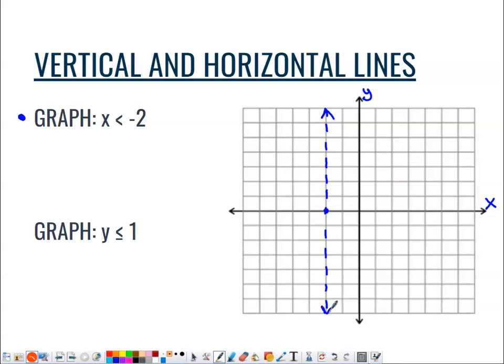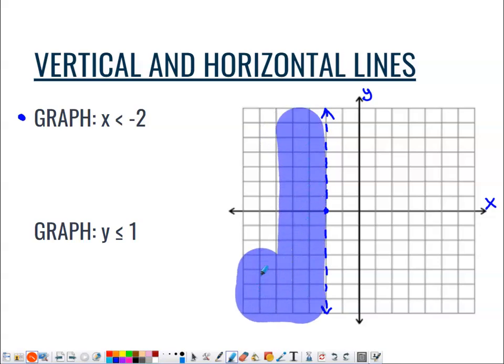And then we need to think about less than. So just think of this as a number line. We want numbers less than -2, meaning that we want to shade the left-hand side of this line. So let's go ahead and shade that region right here.